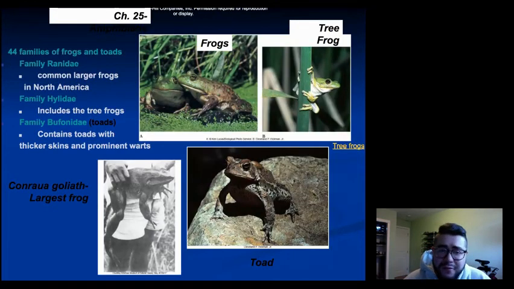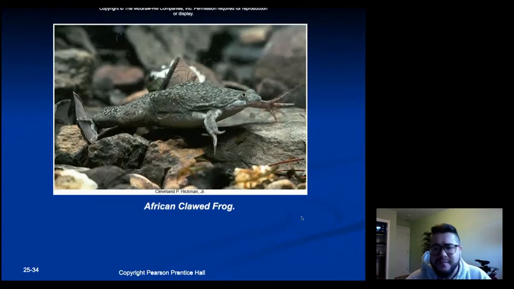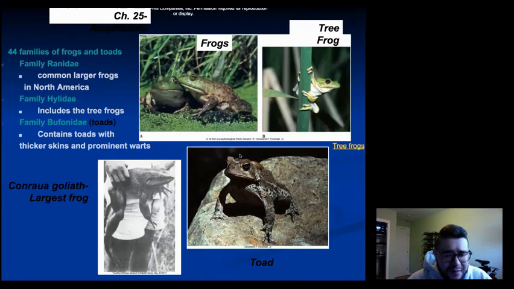There are 44 families of frogs and toads. The common larger frogs found in North America look like this. If you've seen or have a pet tree frog, they look like this. And then we have the toad family. Here's the exception to not being clawed. This is known as the African clawed frog. It's one of the only amphibians in the world to have claws.